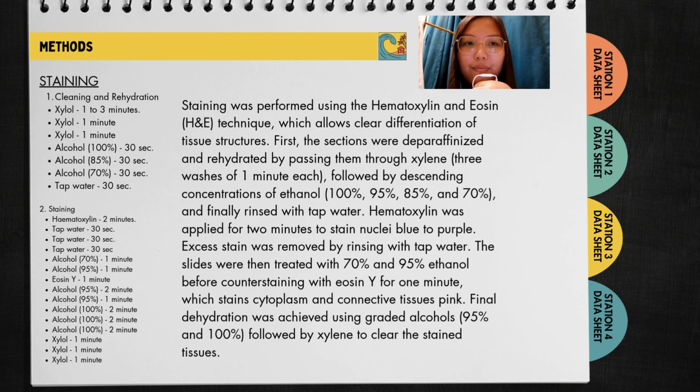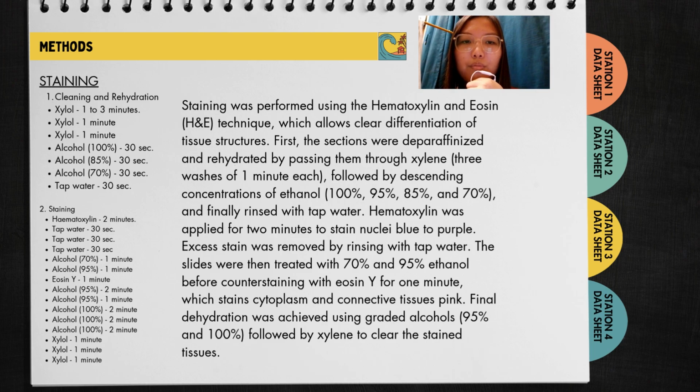Staining was performed using the hematoxylin and eosin technique, which allows clear differentiation of tissue structure. First, the sections were deparaffinized and rehydrated by passing them through xylene, 3 washes of 1 minute each, followed by descending concentrations of ethanol: 100%, 95%, 85%, and 70%, and finally rinsed with tap water.